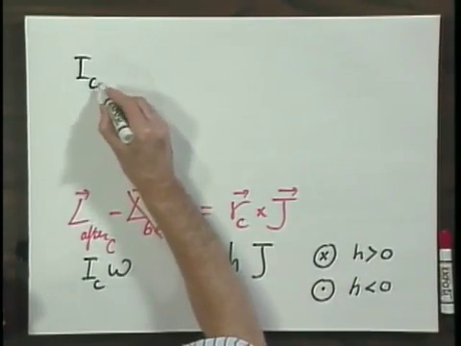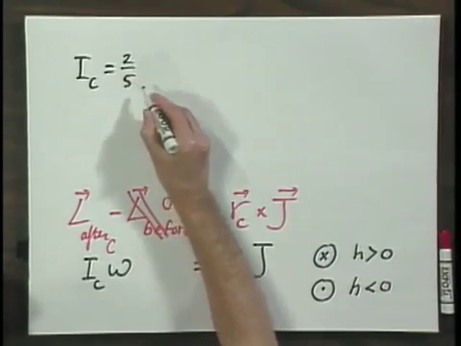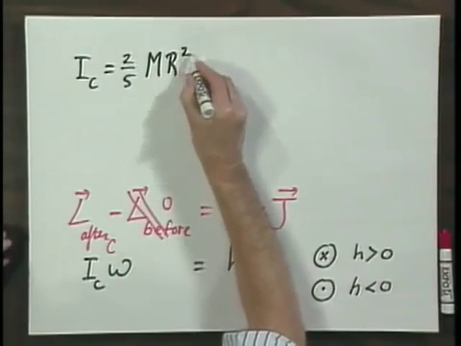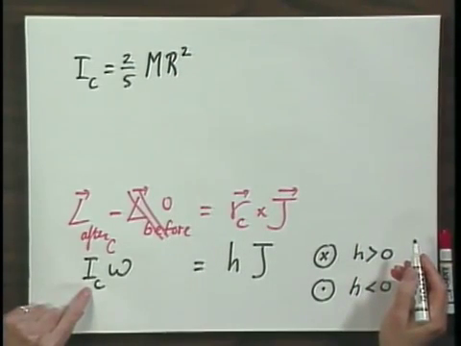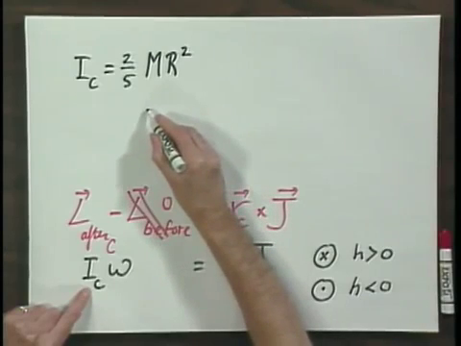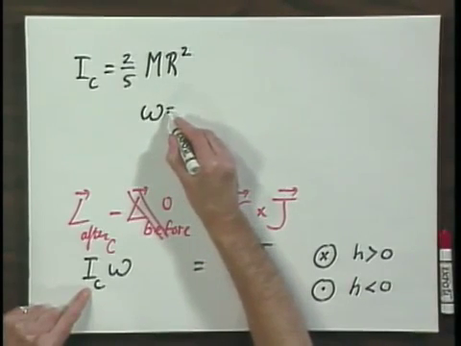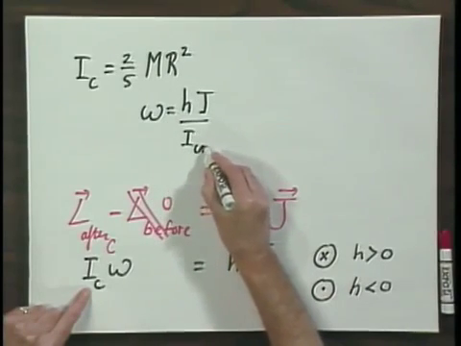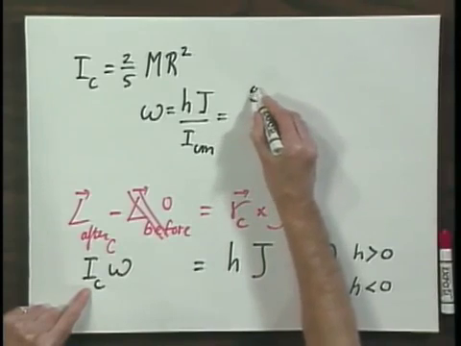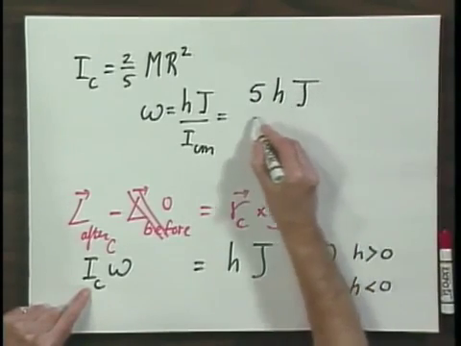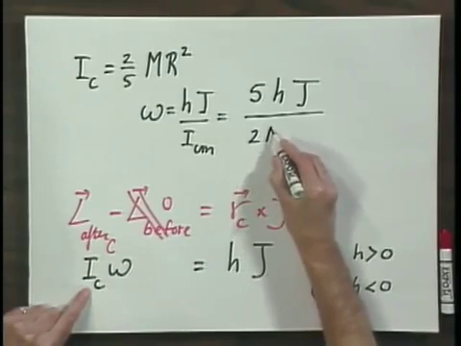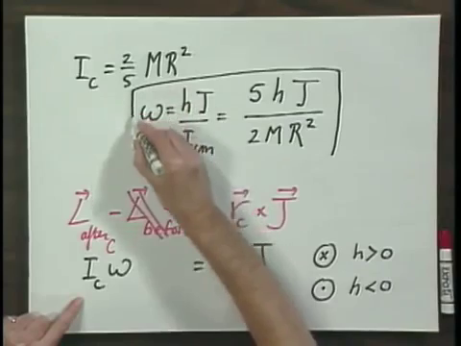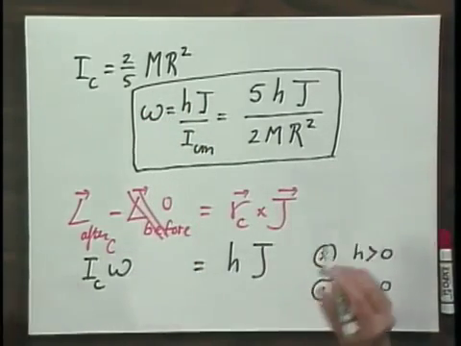The moment of inertia about point C of a solid sphere, the uniform mass distribution, equals 2/5 mr squared. If I substitute that in here, I find immediately that omega equals hj divided by I center of mass, and that becomes 5 times h times j divided by 2 mr squared. And this is my answer for the angular velocity after the impulse.